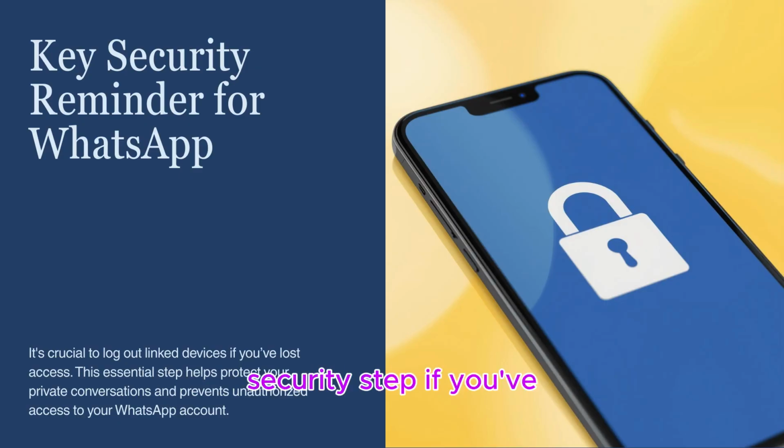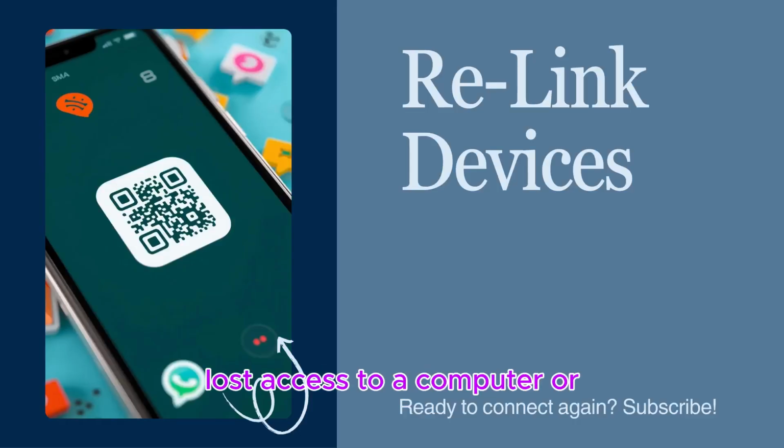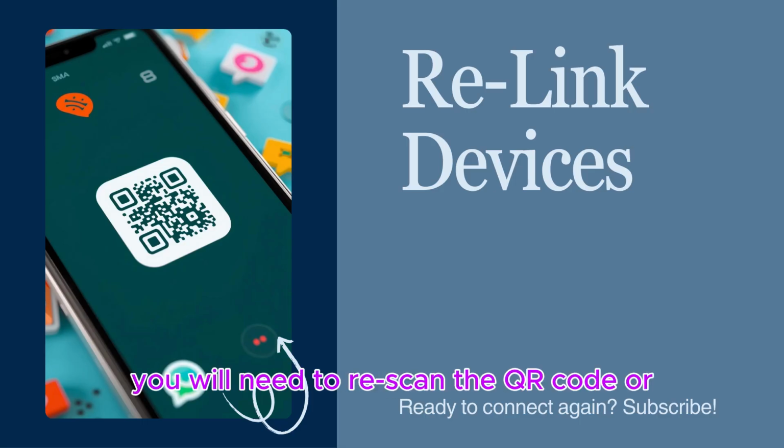This is a key security step if you've lost access to a computer or secondary device. After logging out, you will need to rescan the QR code or set up companion mode again on any device you want to link in the future.